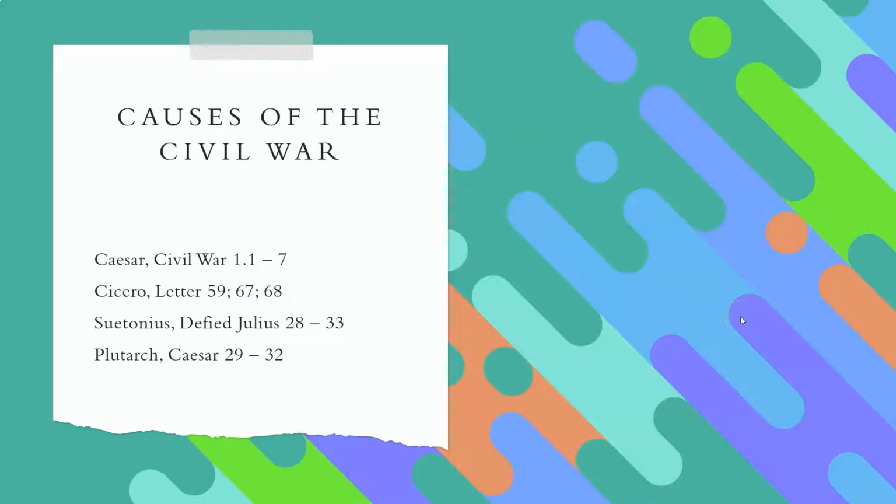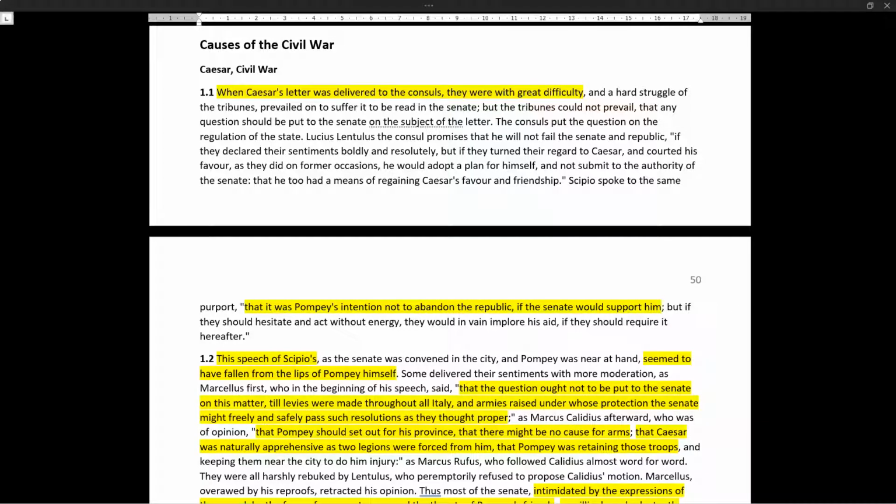So this video is going to be looking at the causes of the civil war between Pompey and Caesar. So we'll have Caesar's version of the situation. We'll have three letters from Cicero, a fairly chunky section of Suetonius, and a section of Plutarch to have a look at. So we're going to be looking at the causes of the civil war from these different perspectives.